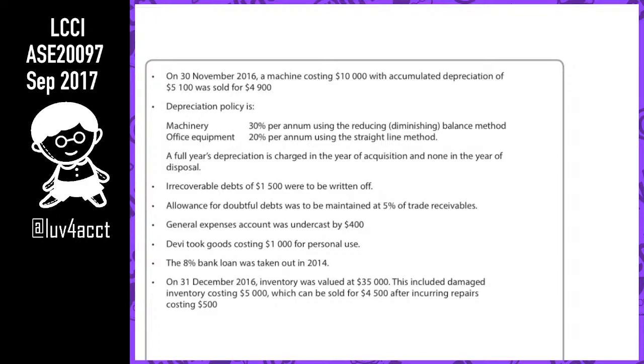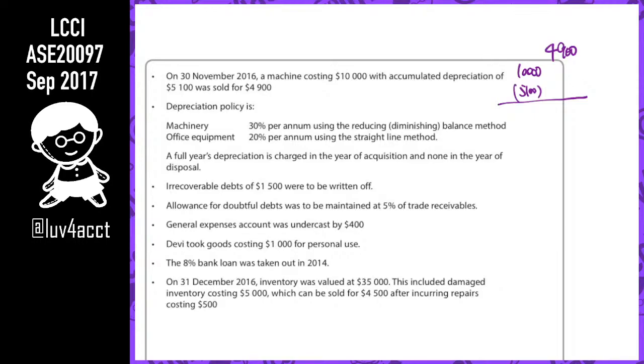On 30th of November, a machine costing 10,000 with accumulated depreciation 5100 was sold for 4,900. So it seems there is no disposal gain or loss. Let us calculate. The disposal proceeds 4,900, cost 10,000, and then 5100 accumulated depreciation. We have to read carefully.